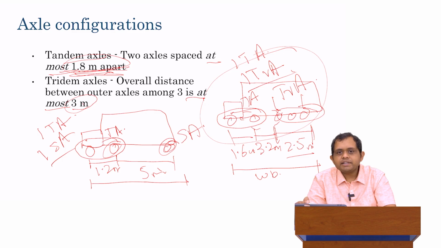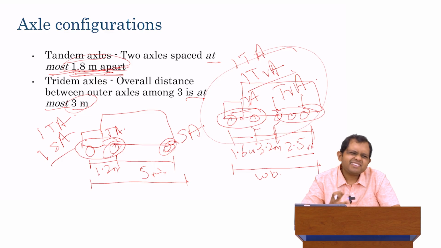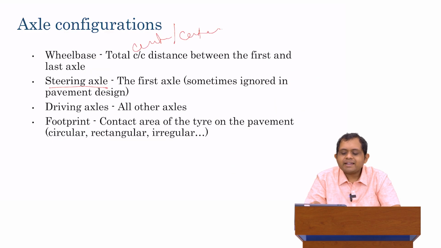trailer might be completely detachable from the tractor. So the steering axle is actually just bearing the load of the engine and the driver. They are fairly negligible loads in comparison to the trailer, which is actually carrying the actual weight, the actual goods, which are much heavier. So sometimes in pavement engineering, depending on the application, we might just ignore the steering axle and we are only concerned with the other axles.